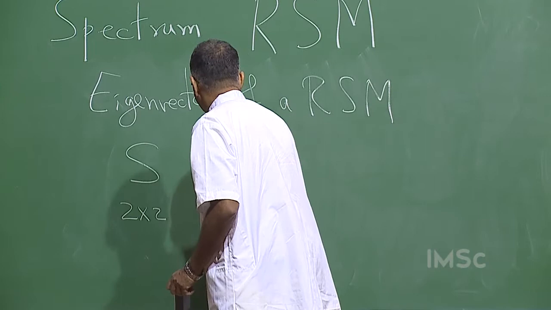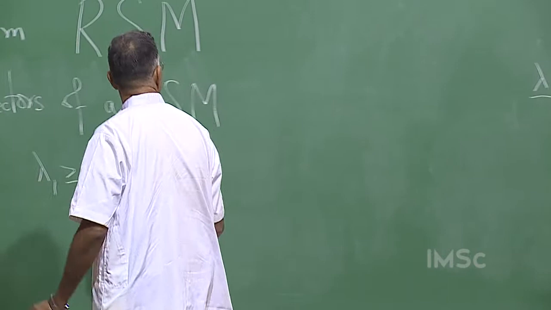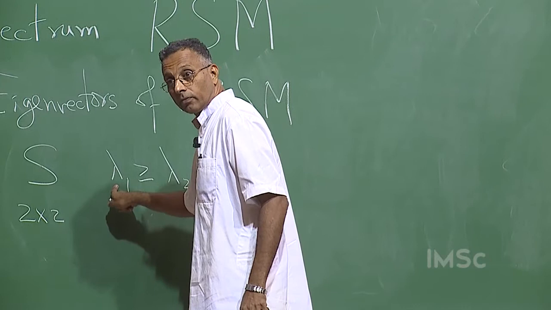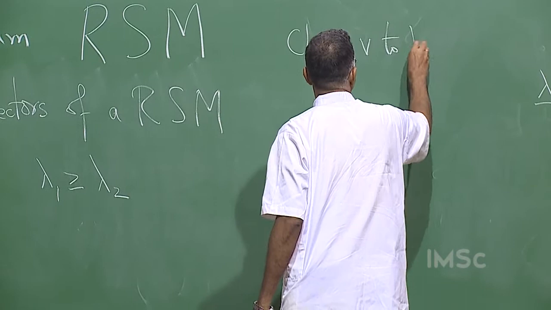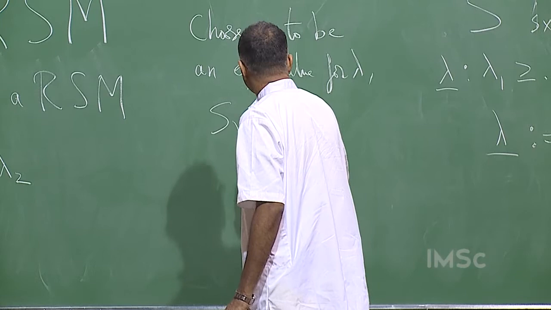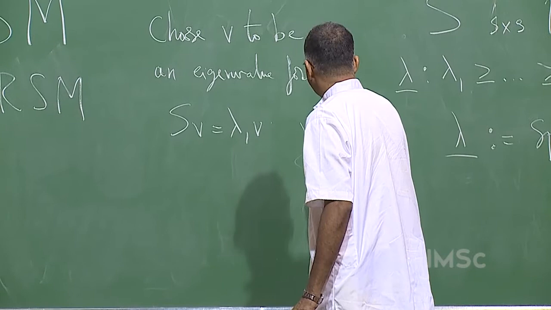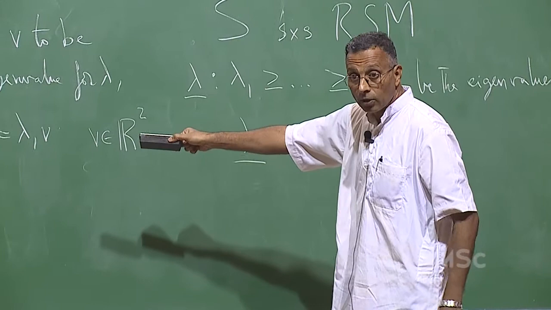Once again, let's start with a 2x2 matrix. This is a 2x2 real symmetric matrix. Let me use that notation for the spectrum. I know this is an eigenvalue, so choose V to be an eigenvector for lambda 1. So SV is equal to lambda 1 V. Now I want to make an observation. These are all vectors, so V is in R2 now. One thing that I'm using here tacitly is that because lambda 1 is a real eigenvalue, I can find a real eigenvector.